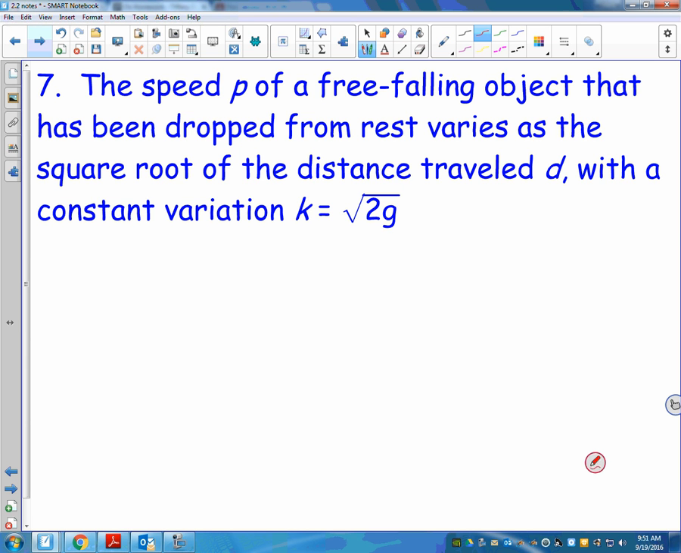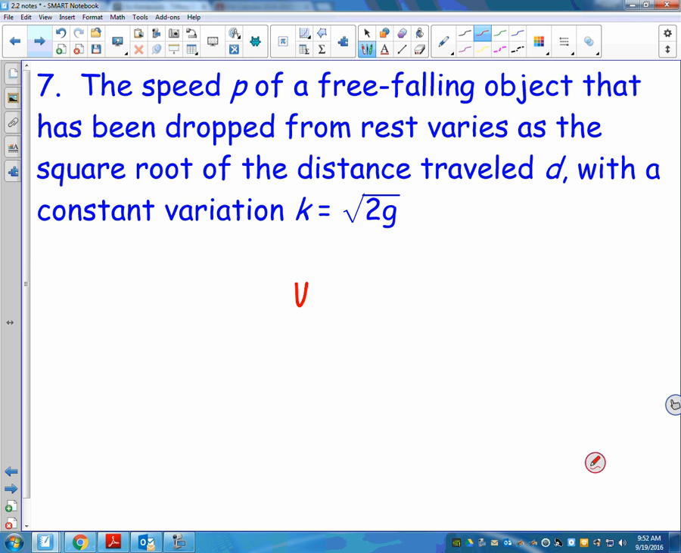The speed p of a free-falling object that has been dropped from rest varies as the square root of the distance traveled d, with a constant of variation k equals square root of 2. Is it direct variation, inverse variation, joint variation? It doesn't really say, which means directly. Directly is the one that sometimes they leave the word out. It just says it varies, which means directly. If it was inversely or joint, it would have to say that.